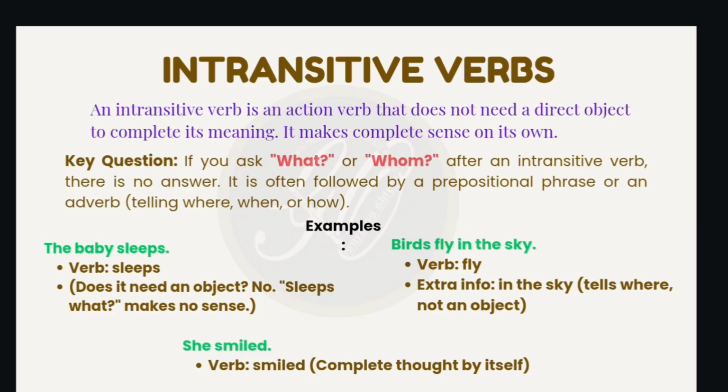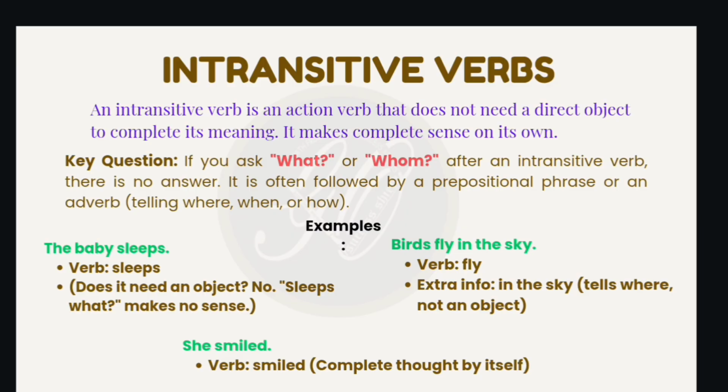The baby sleeps. Here, I don't have any direct object. If I ask what and whom, I won't get any answer. The baby sleeps, that means the baby is sleeping. It makes sense on its own. So the verb here is intransitive. The birds fly in the sky. So again here, I won't get an answer with the questions what and whom. I'll get the answer of where. So in the sky, again the verb here is an intransitive verb.